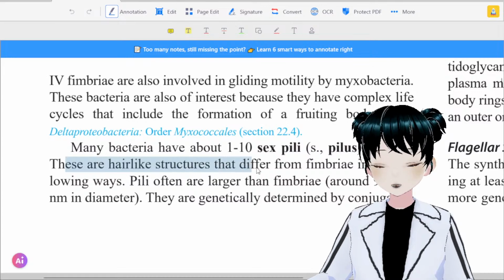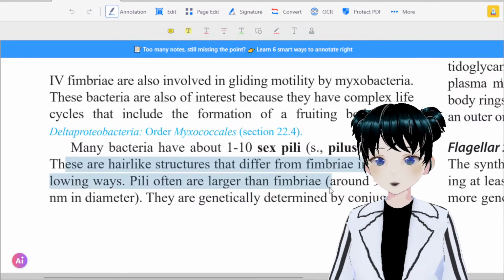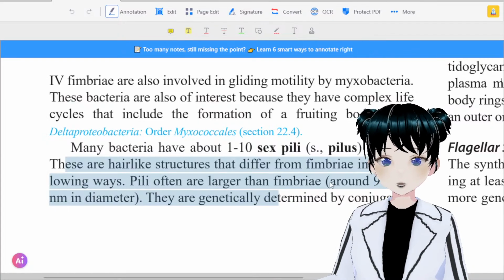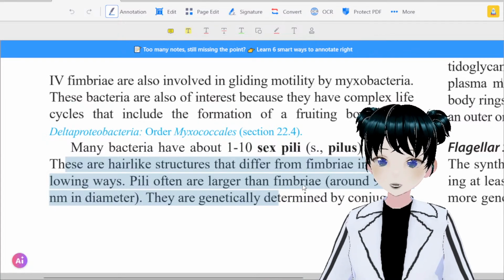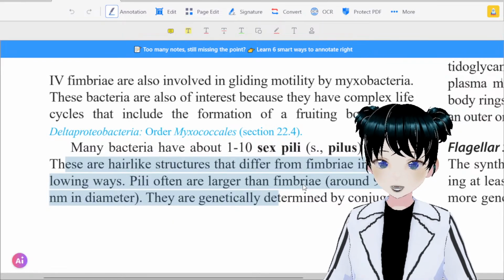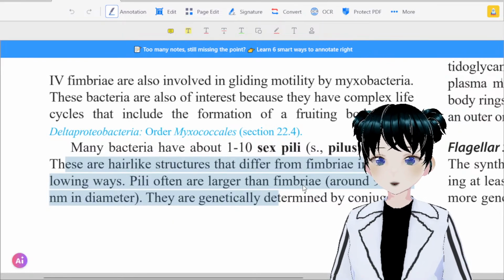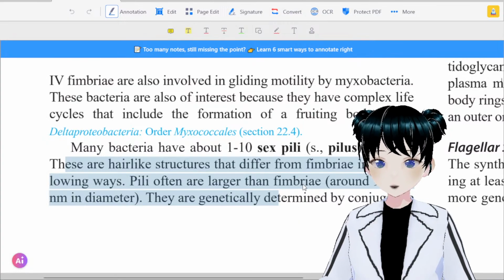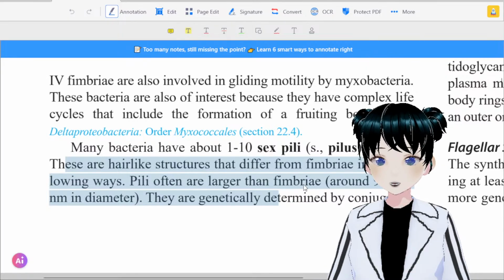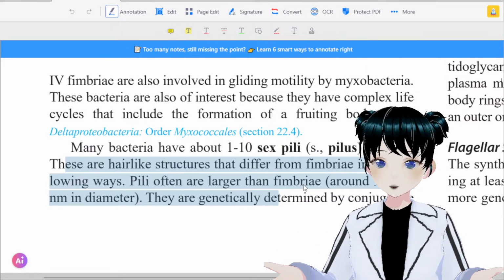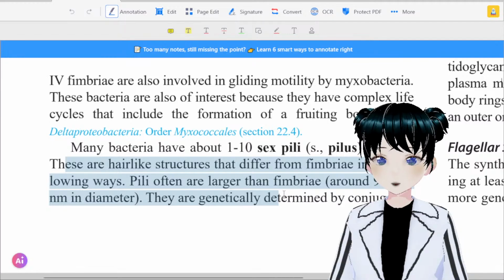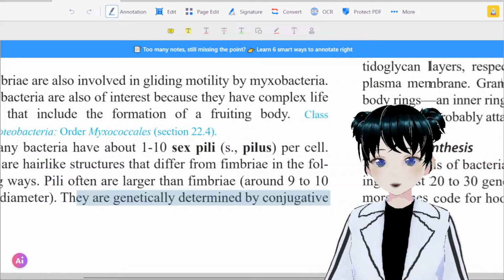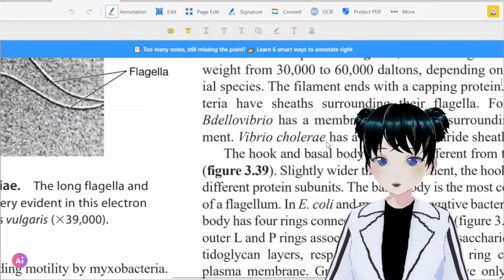These are hair-like structures that differ from fimbriae in the following ways. Pili often are larger than the fimbriae. We know that. They are just two differences between the pili and the fimbriae. That is, fimbriae are smaller, thinner in size, and higher in number. Pili are, did I say fimbriae? Those were the characteristics of fimbriae. And pili are smaller in number, but larger in size. Around 9 to 10 nanometers in diameter, they are genetically determined by conjugative plasmids.